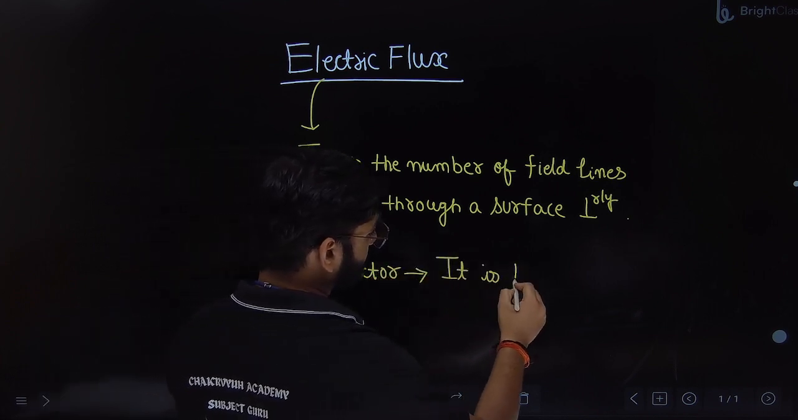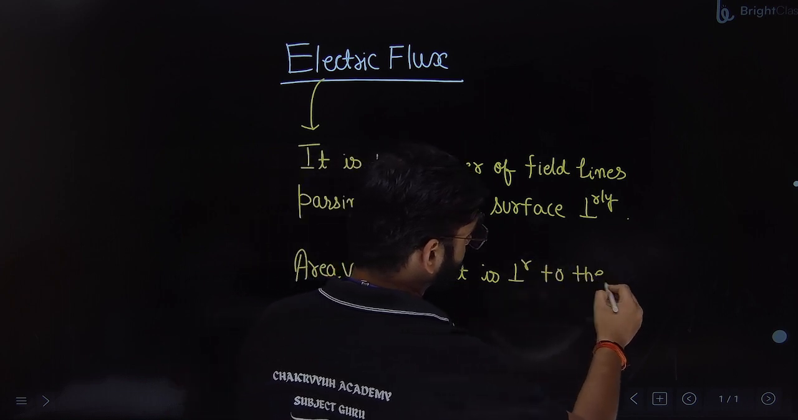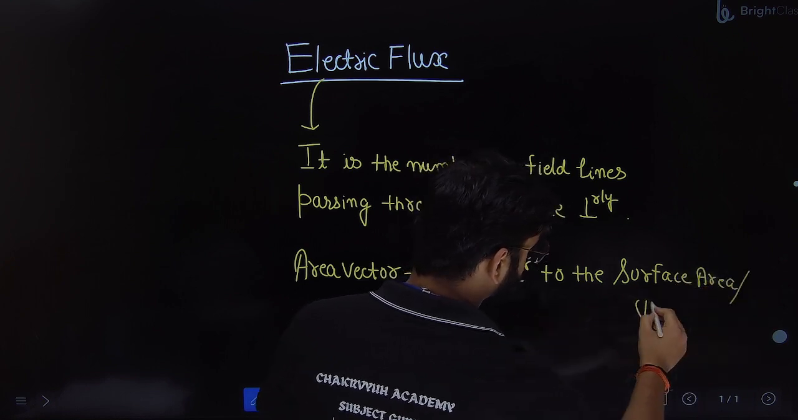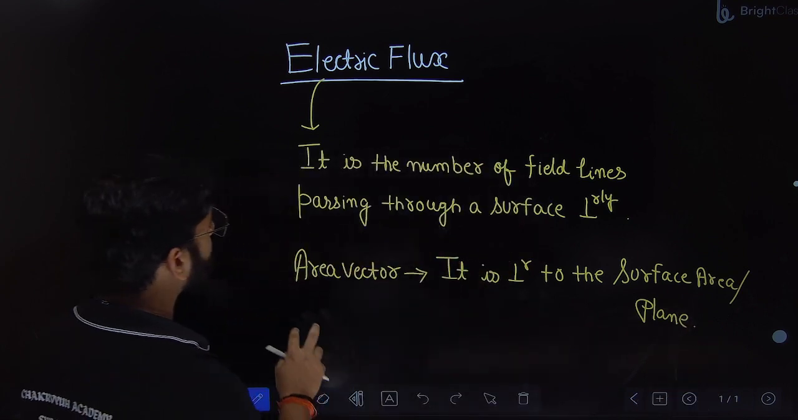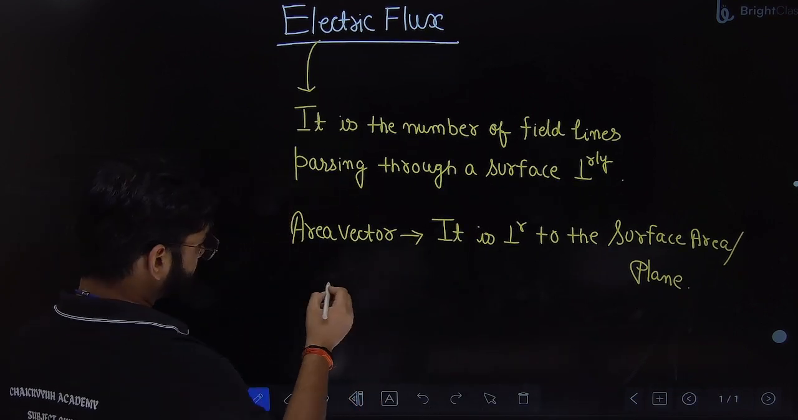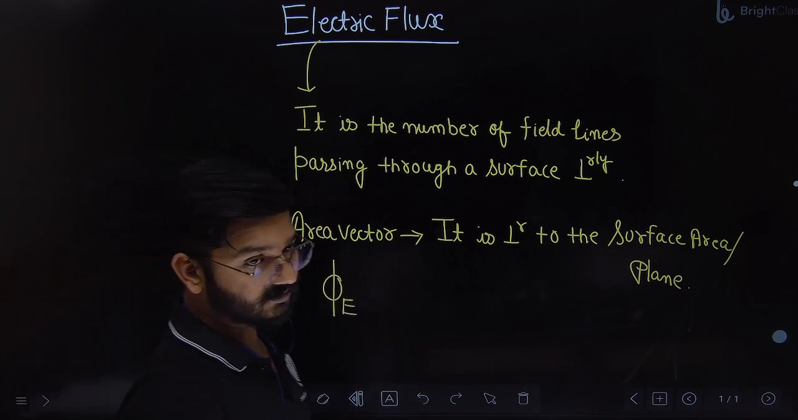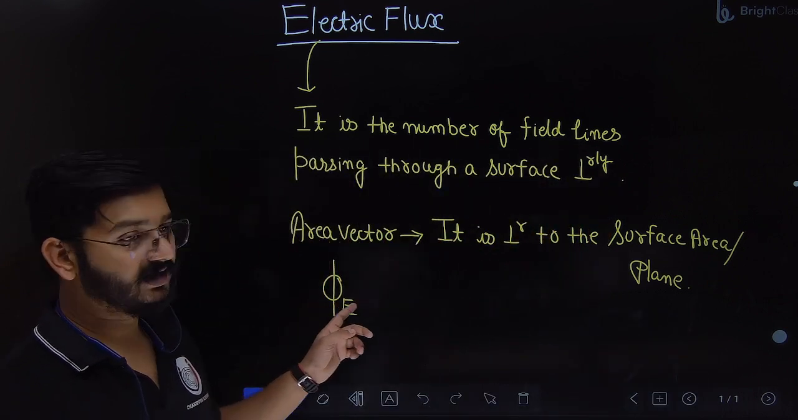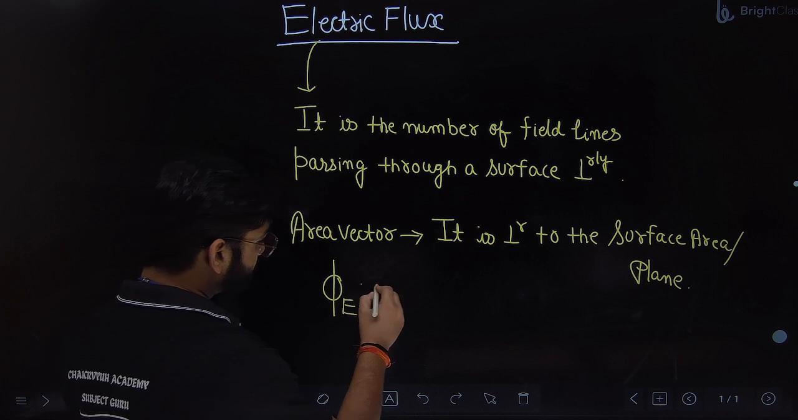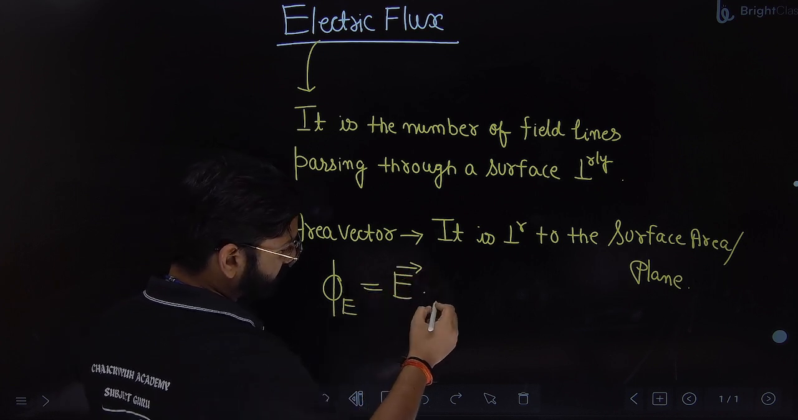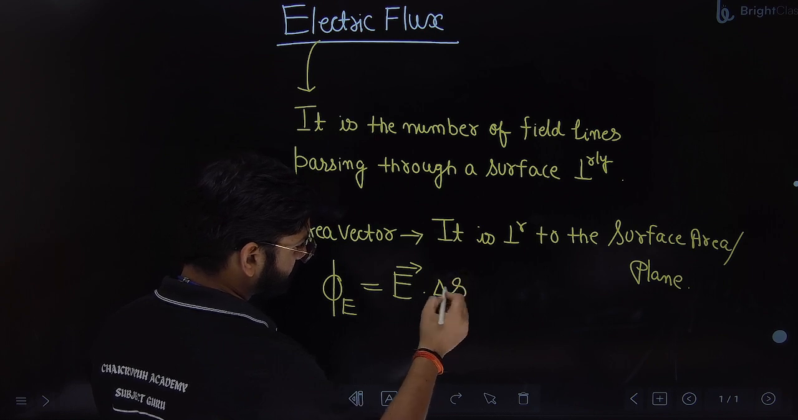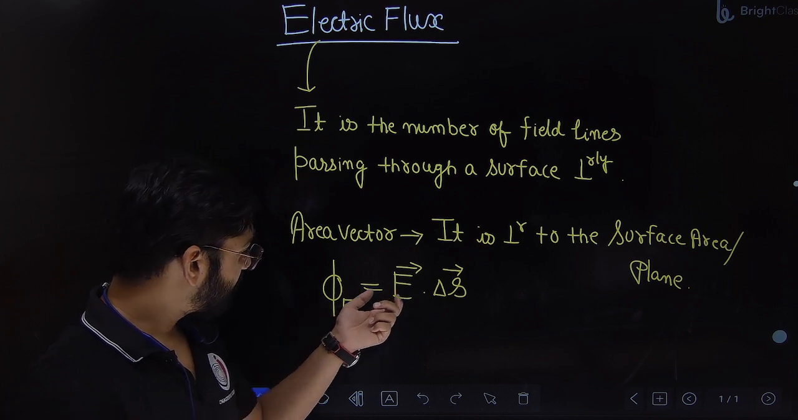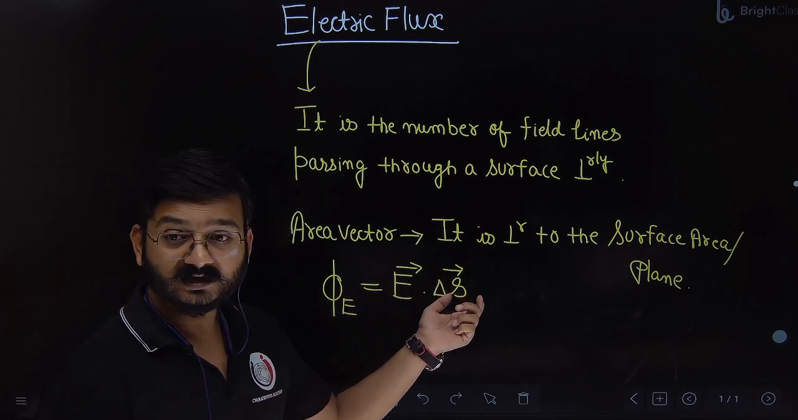So it is perpendicular to the surface area, or you can say plane, anything. So how do we denote electric flux? Electric flux is denoted by phi E. Phi is the symbol for flux, E means electric. So if I want to write magnetic flux, I will write phi with subscript B. So the formula is phi E equals E dot delta S. So flux, which is electric flux, is the dot product of electric field with area vector.